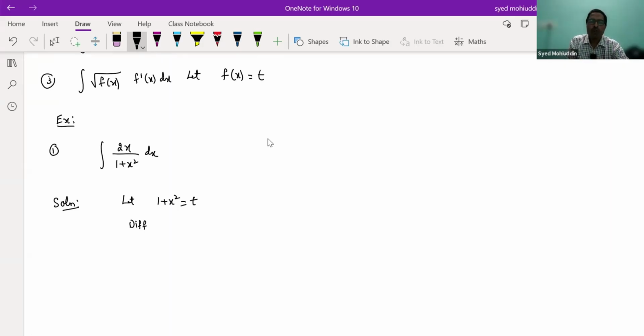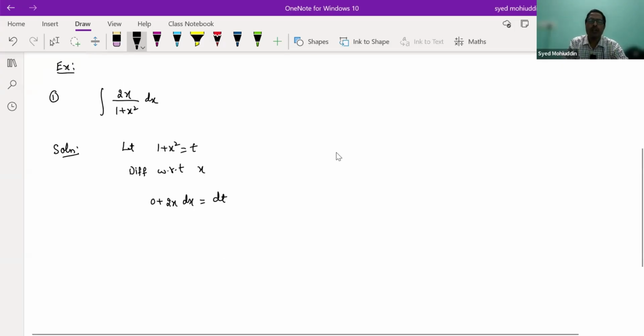So differentiate with respect to x. If I differentiate this with respect to x, first the value 1, the derivative of the constant will be 0. And the next term that you're having is x square. Derivative of x square will be 2x. And derivative of x is dx, we write, equals dt. And you can observe that you are getting the numerator. If you differentiate the denominator, you get the numerator. And in the numerator, you're having 2x dx. Therefore, 2x dx will be equal to, you can ignore that 0, dt.